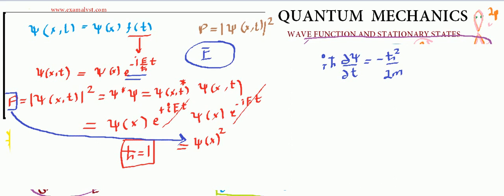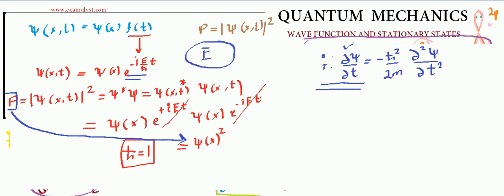Yeah, I don't think there will be h cross here. So i h cross dψ/dt is equal to -h cross square by 2m into d²ψ/dx². Agreed? Now, for stationary state, this part will not happen, because this part is saying that the wave function is dependent on time. But as I said, for stationary state, the wave function should not depend on time.